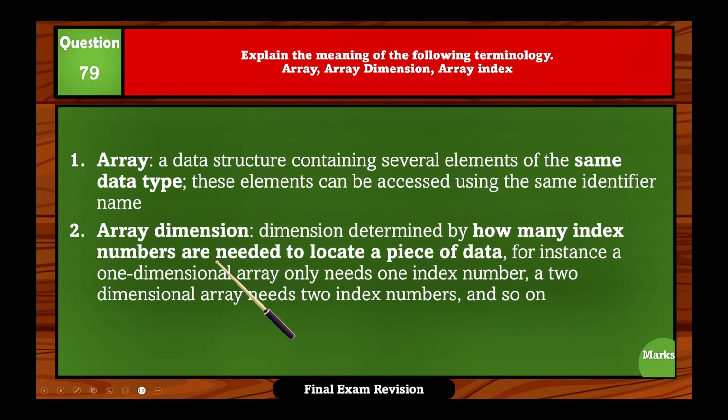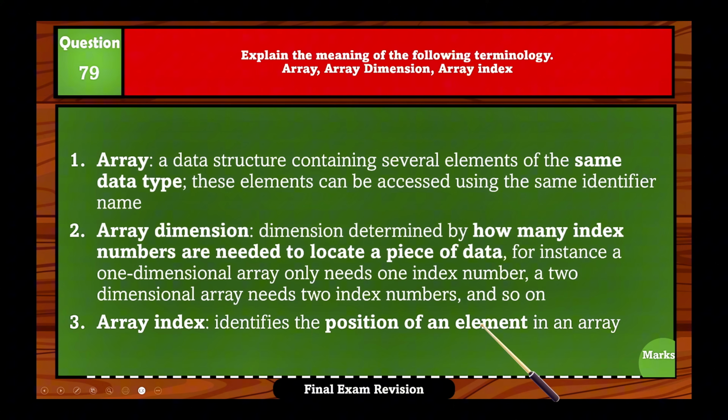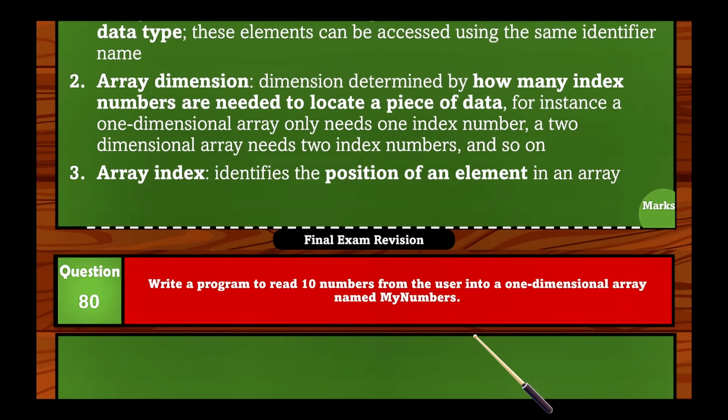Okay. Next one is array dimension. So dimension is determined by how many index numbers are needed to locate a piece of data. For instance, a one-dimensional array only needs one index number. Okay, so let's say student 0 will give you the first element in the one-dimensional array. A two-dimensional array needs 2 index numbers, and so on. Okay. Array index. An array index identifies the position of an element in an array. So the index is the address of an element in the array.